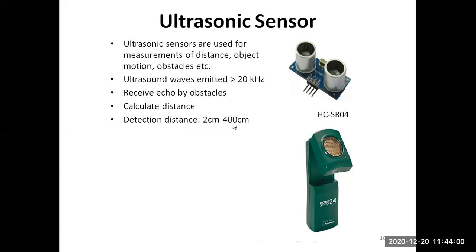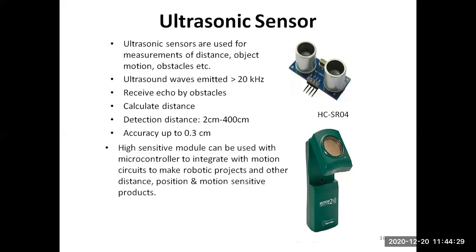The distance they can typically measure is in the range from 2 centimeters to 400 centimeters, or 2 centimeters to 4 meters. That is the range, beyond which they will not be able to measure. The accuracy is about 0.3 centimeter, which is sufficient for applications of, let's say, not high-precision but simple robotic systems, and they can be useful in automotive systems as well. We can also have a highly sensitive module which can be used with a microcontroller to integrate with motion circuits for robotic applications and other motion-sensitive things. So they can also be used for safety applications as well.